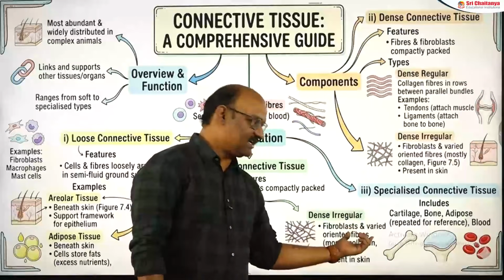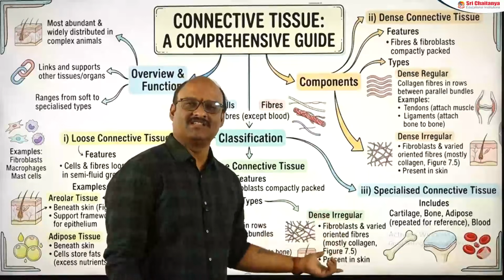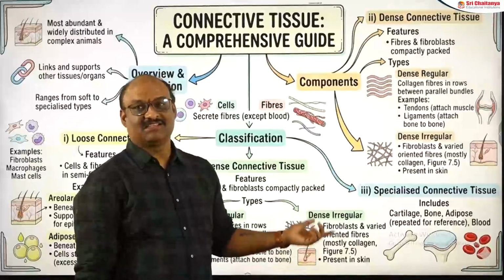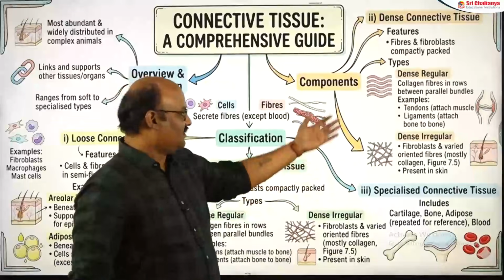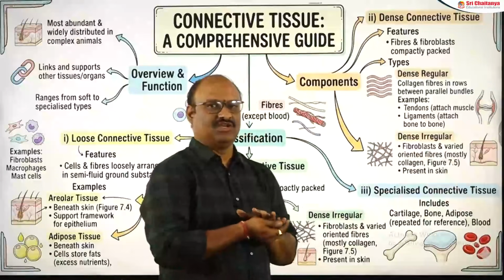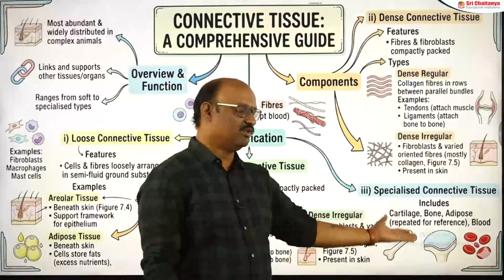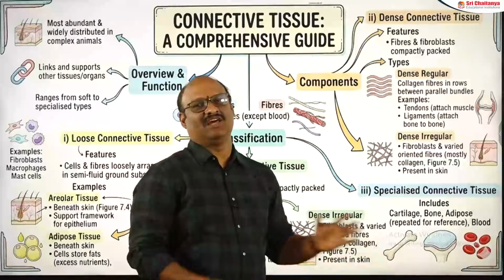And dense irregular connective tissue, where the cells and fibers are arranged irregularly, can be seen in the dermis of skin. Then when it comes to the specialized connective tissue, here we will go with cartilage, bone, adipose tissue, as well as blood.